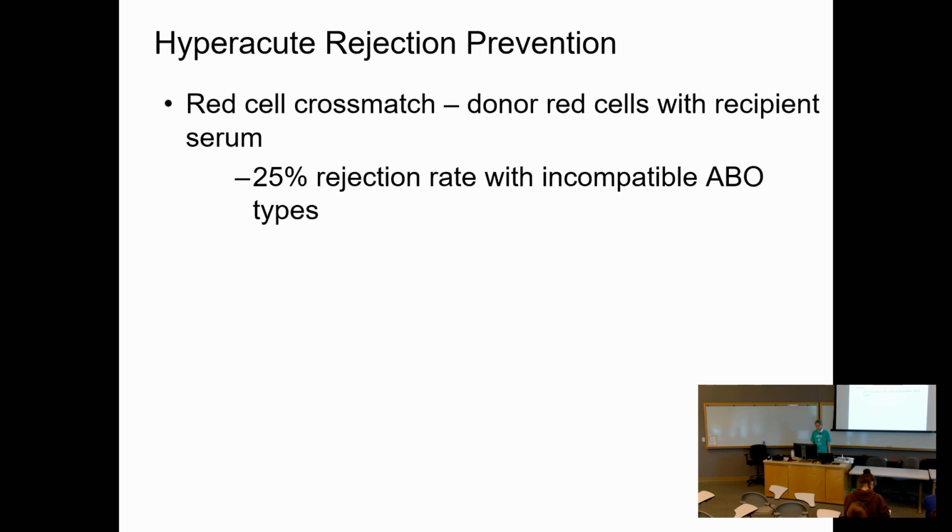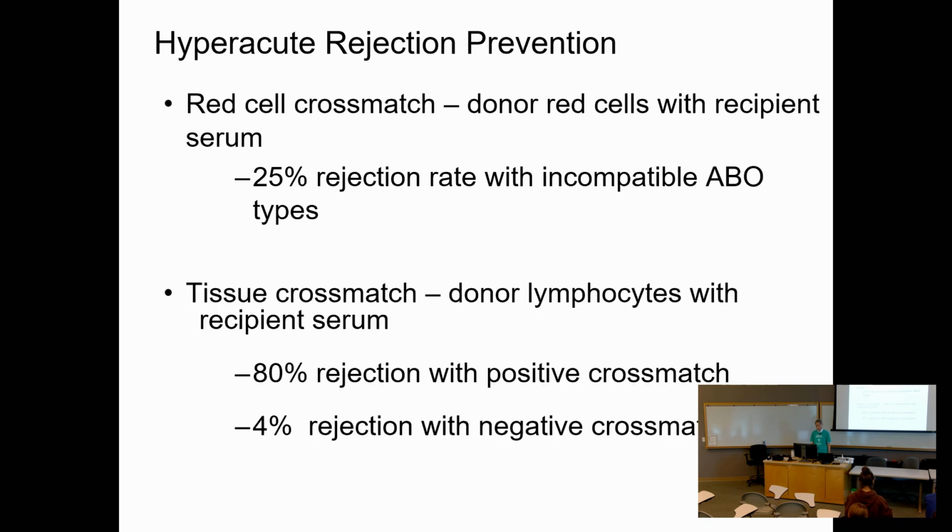So how do you prevent hyperacute rejection? Well, you do the red cell cross-match. So even when there's incompatible ABO types, the rejection rate is only about 25%. I mean, you would think it would be higher, but you kind of don't want to take that risk. And then you do the tissue cross-match, and if there's a positive cross-match, there's an 80% chance of rejection. If you have a negative cross-match, it's not completely sensitive, so you still have a 4% chance of having hyperacute rejection.